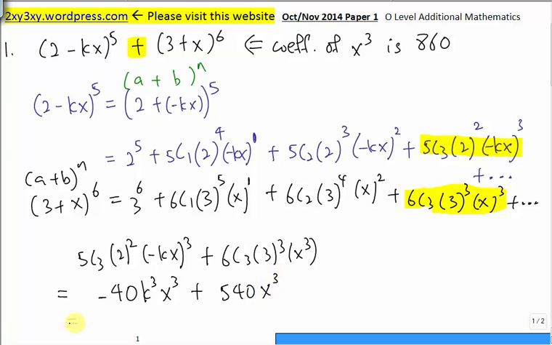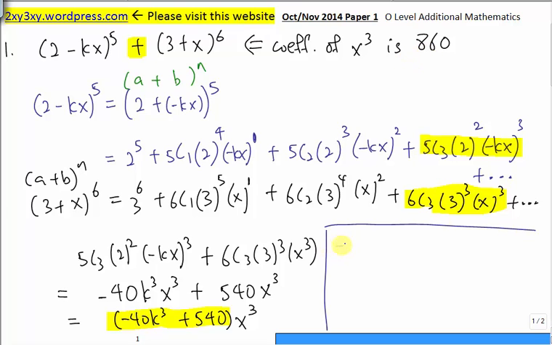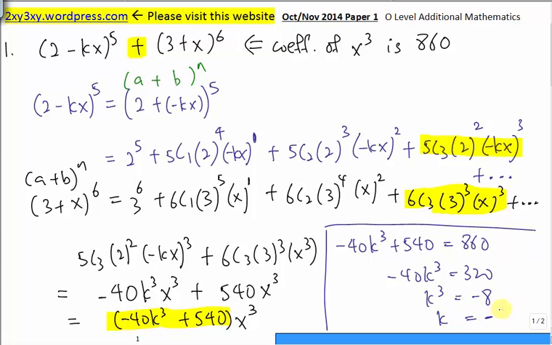Now we are interested in the coefficient of x cubed. That means we are going to factorize out the x cubed and get the number in front of x cubed. From the question, we are told that this coefficient of x cubed is equal to 860. So we are going to equate this expression to 860, and from there we can find k. So minus 40 k cubed plus 540 equals 860. And k eventually will give us a value of minus 2. And that's the answer.